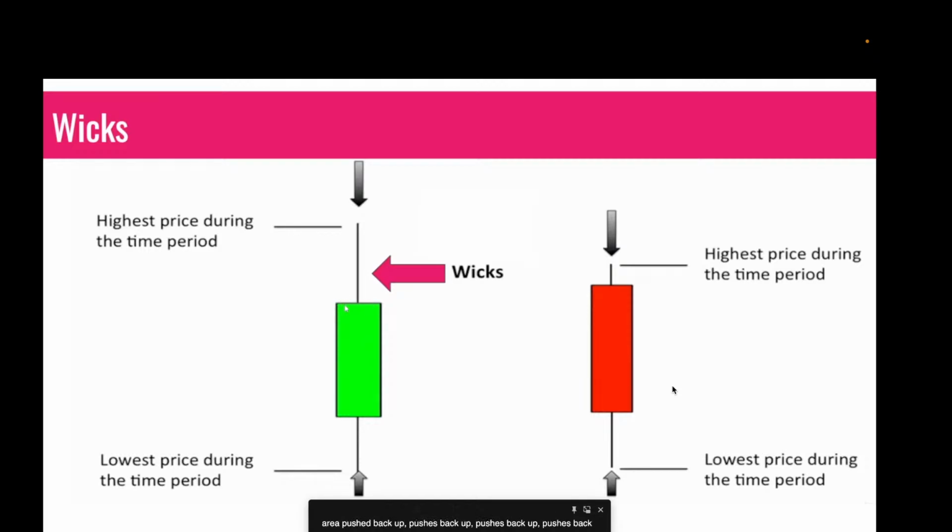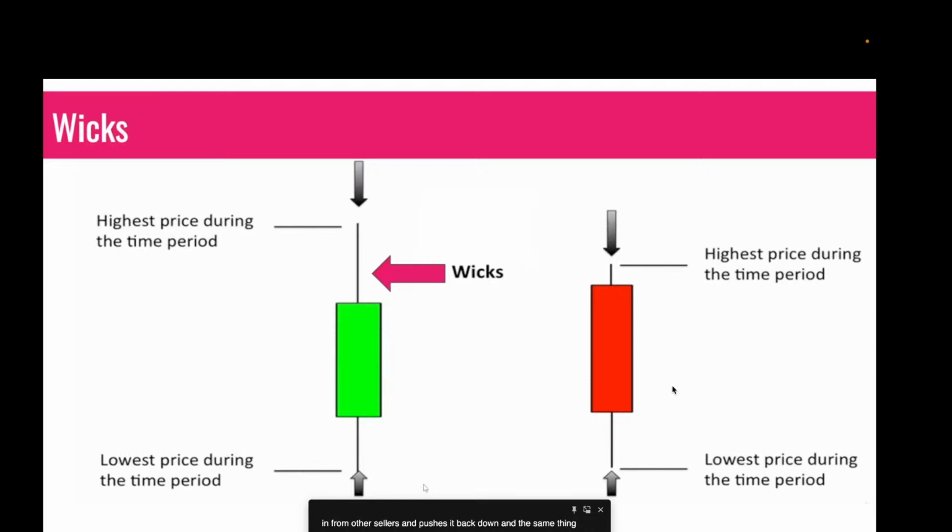When the timer runs out for this candle's time frame, this is where the price closed. Opened here, closed here, tested all of these different price areas that it wicked to up here and wicked to down here, but it did not open at those areas and it did not close at those areas. So that just means that this is the highest price during the period of time where the market had pushed that price to, but it did not actually close at that area. Pressure came in from other sellers and pushes it back down. And the same thing down here.